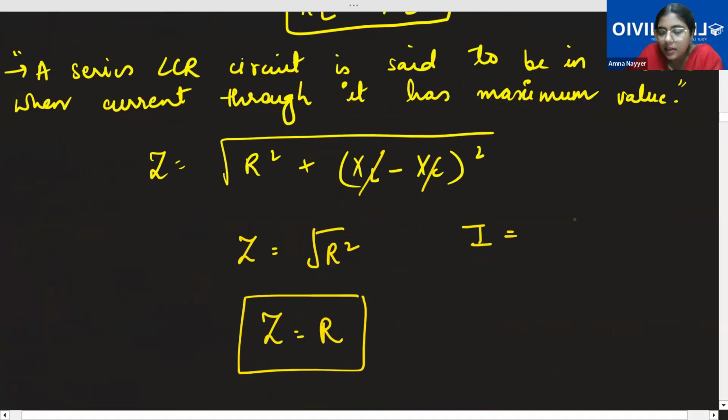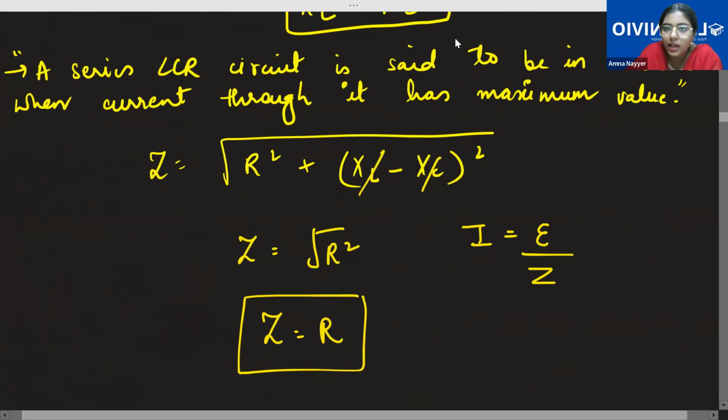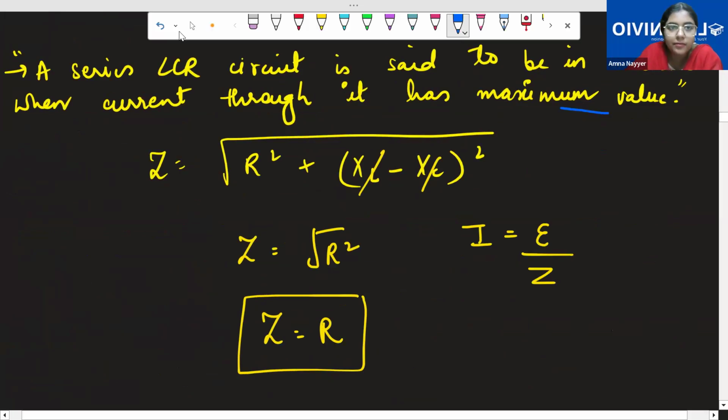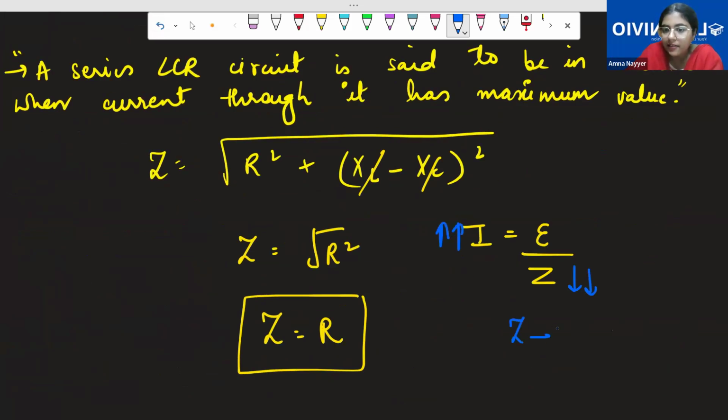See, current is equal to EMF by the impedance. So if your impedance is very low, current will be very high. So if Z is low, I is high. A series LCR circuit is said to be in resonance when the current through it has the maximum value. Okay, so this is the actual definition: current will be maximum, impedance will be minimum.